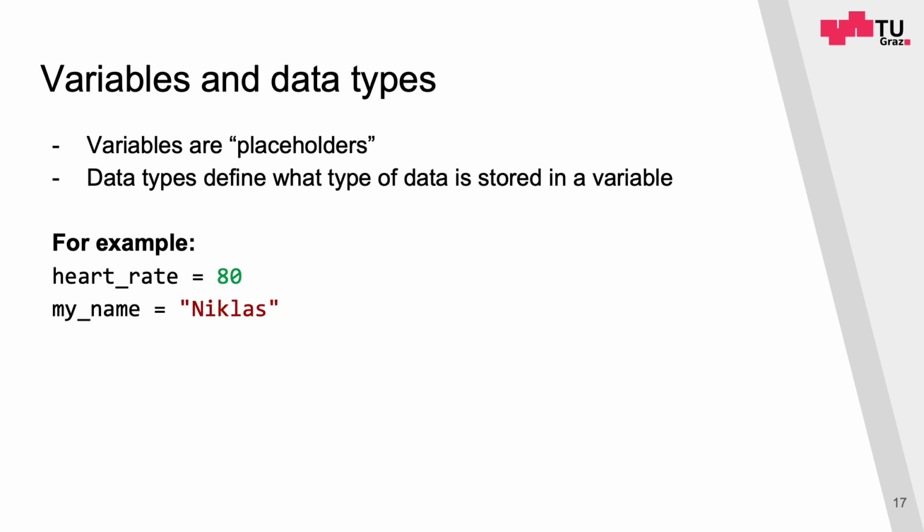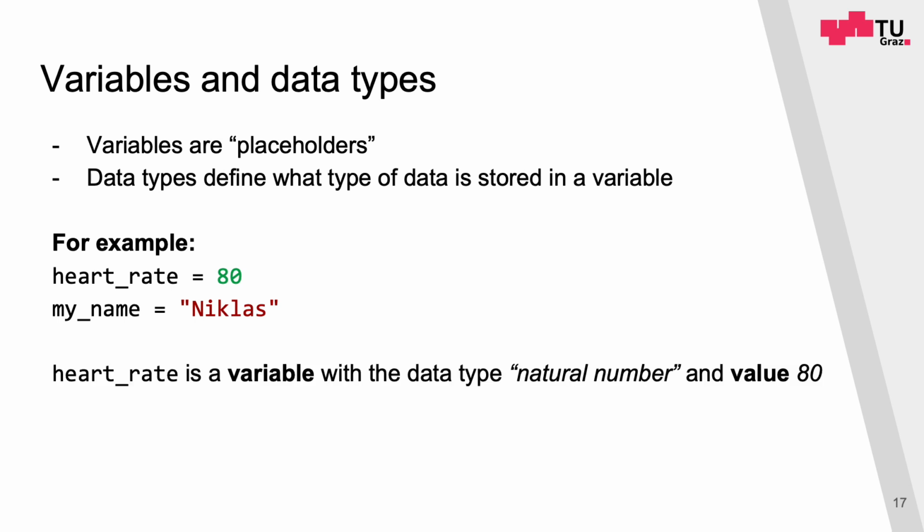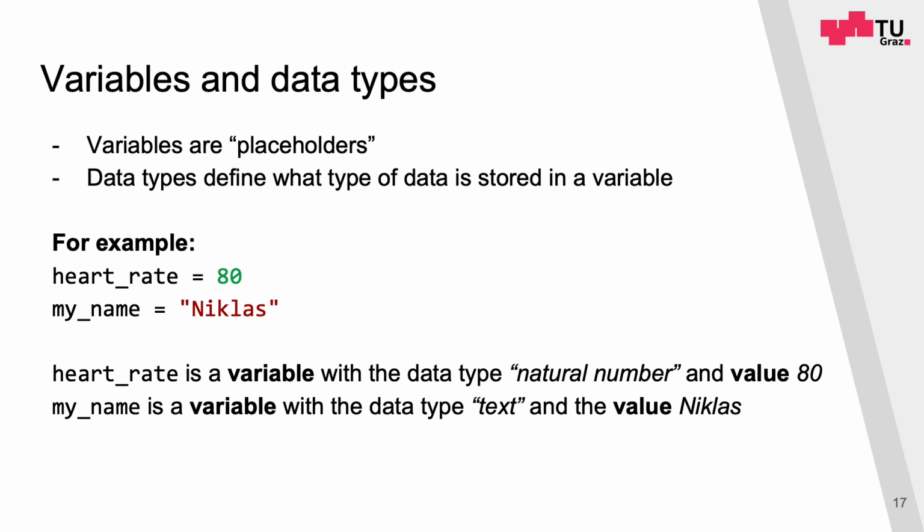a number. And if we type, for example, my_name is equal to the string Niklas, then our variable holds a string or a text. And as already said, heart rate is a variable with the data type natural number and has a value of 80. And the variable my_name is a variable with the data type text or string and has a value with the text Niklas.